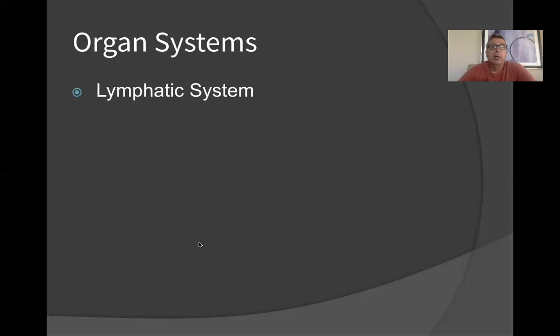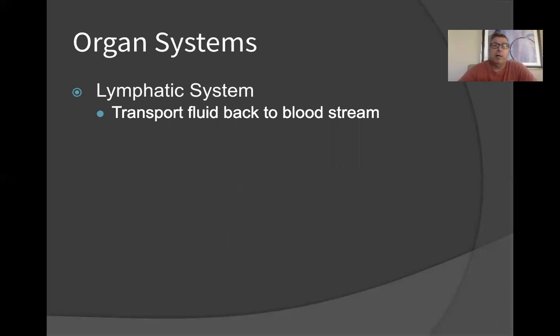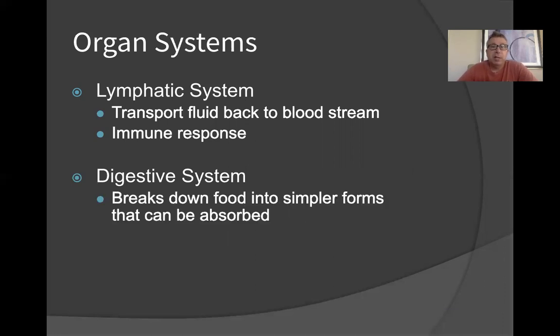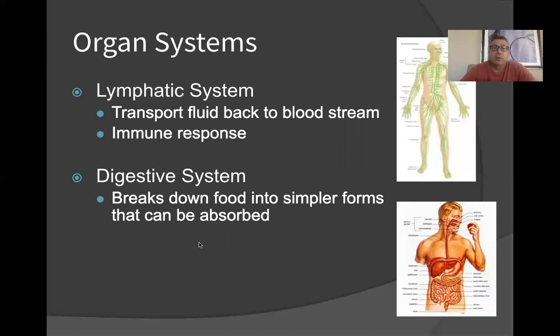Cardiovascular system, lymphatic or immune system. This is another term that we can use for lymphatic, the immune system: it transfers fluid back to the bloodstream, and is responsible for our immunity. Digestive system, pretty much what it says. It breaks down food into simpler forms that can be absorbed into our bloodstream. So those are those two.